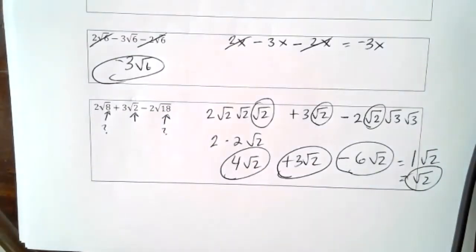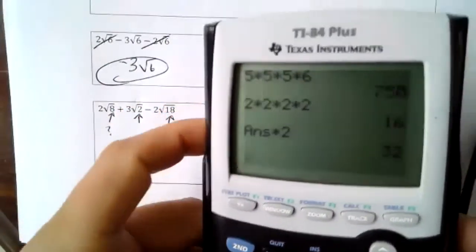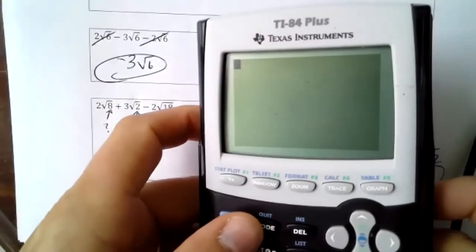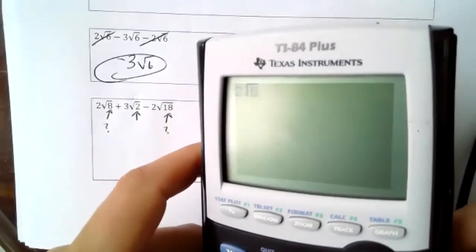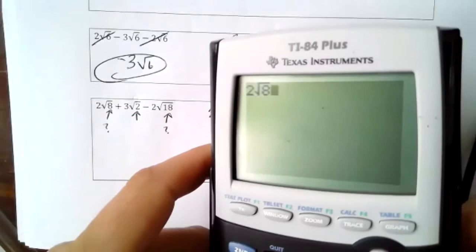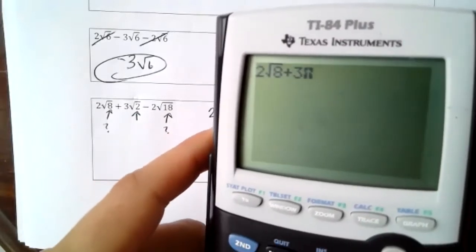Now we can prove that on the calculator real quick. Let's see. Second mode clear every time on your TI-84s. So 2 square root of 8, and then plus 3 square root of 2.